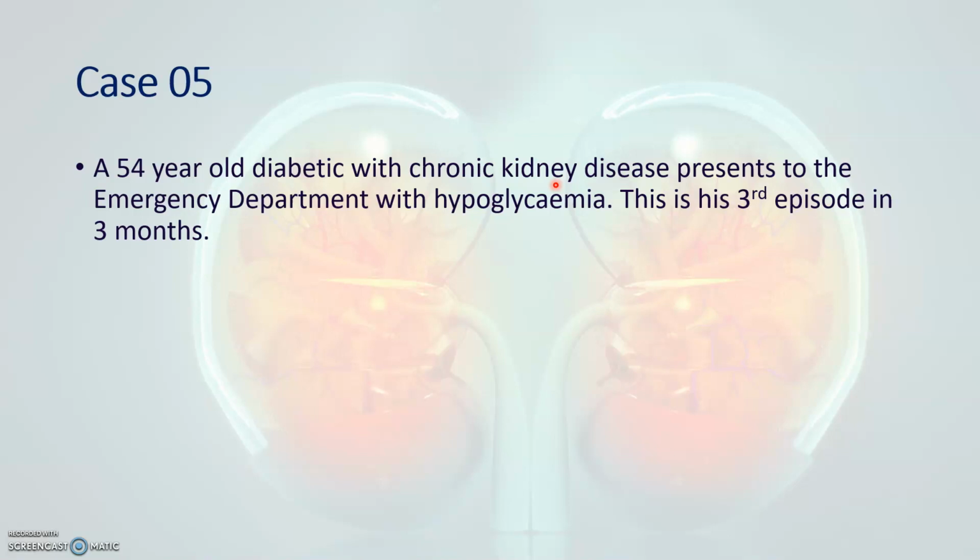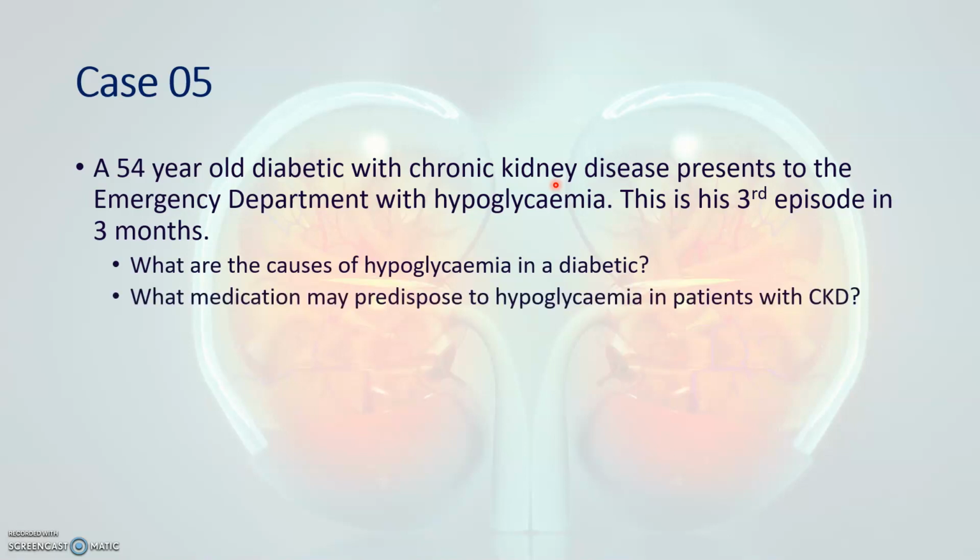So here's a 54-year-old diabetic with chronic kidney disease who presents to the emergency department with hypoglycemia. It's his third episode in 3 months. So let's think a little bit about the causes of hypoglycemia in a diabetic, the medication that might predispose to hypoglycemia in patients with CKD, and the role of the kidney in glucose homeostasis.